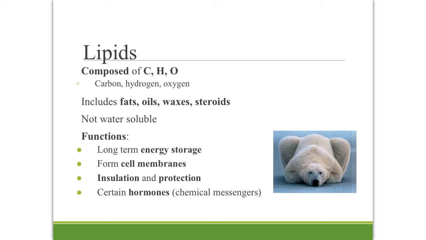Lipids is the second main category of biological molecules I want to talk about, and just like carbohydrates, it's composed of carbon, hydrogen, and oxygen. Just the proportions are slightly different than in carbohydrates, which is why you've got very different characteristics of lipids or fats as compared to carbohydrates or sugars.